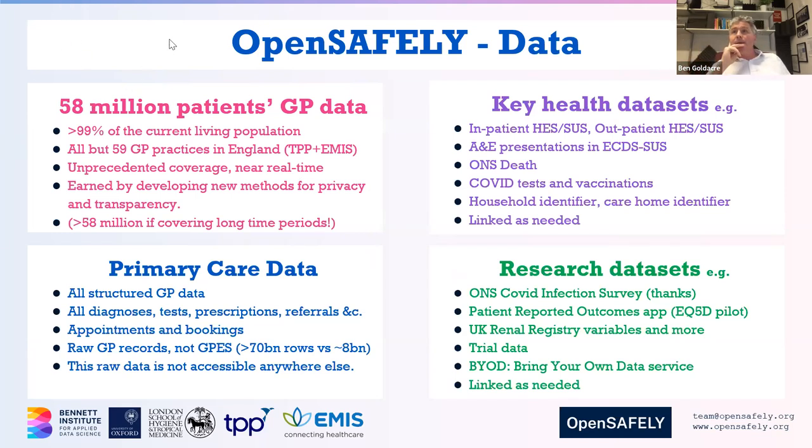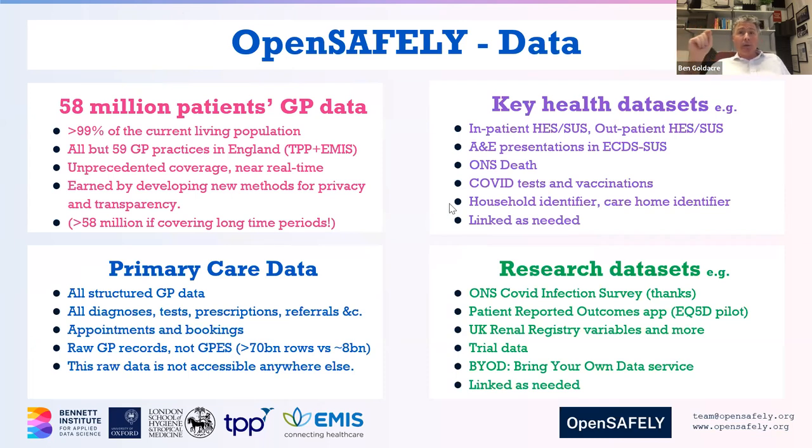We've also got that linked on to key health data sets as needed. So we've got inpatient HES and SUS, outpatient HES and SUS. We've got A&E presentations in ECDS SUS. We've got ONS death. We've got COVID tests and vaccinations. We've created our own household identifier, which we've used to look at risks clustered within households, a care home identifier to look at risks in care homes.